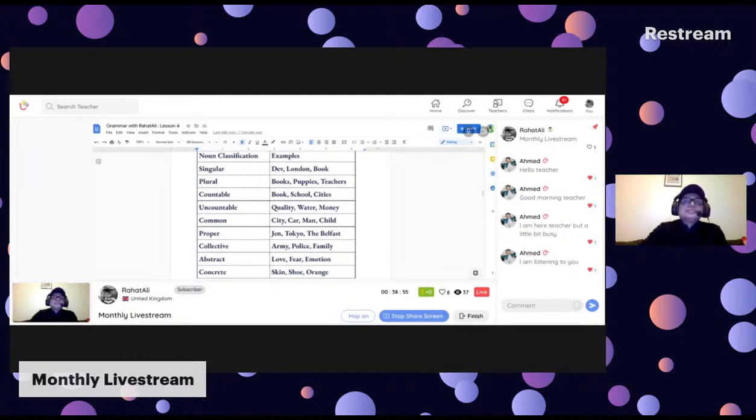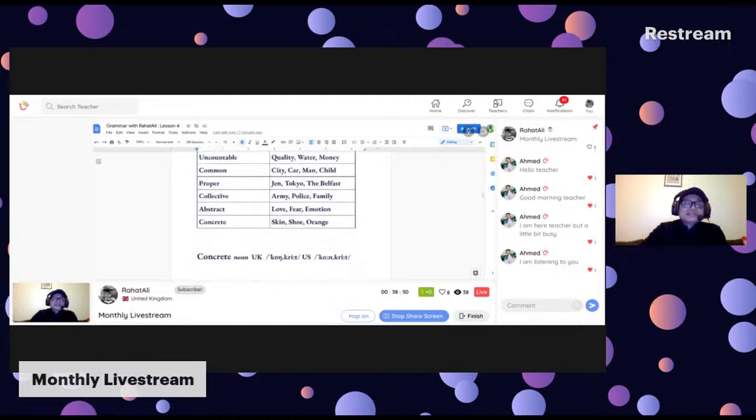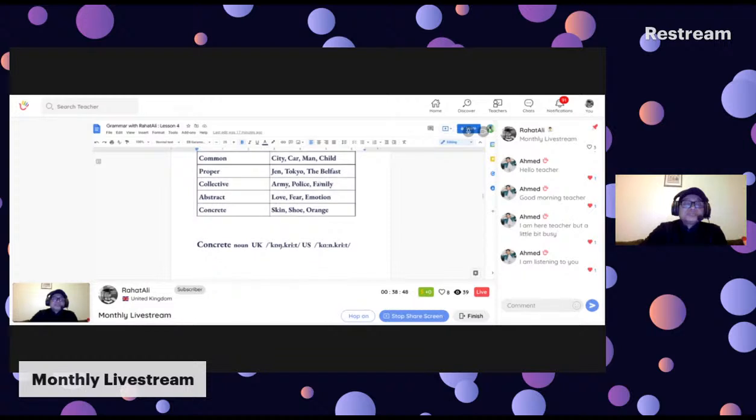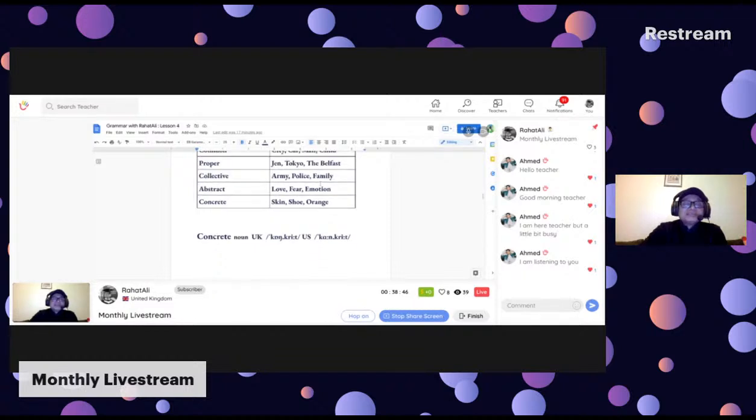And these are the main groups of nouns. There may be more, but we're just describing the important groups. So the pronunciation: concrete, concrete or concrete. Let me see.